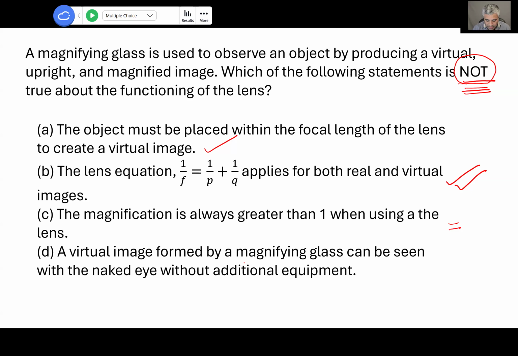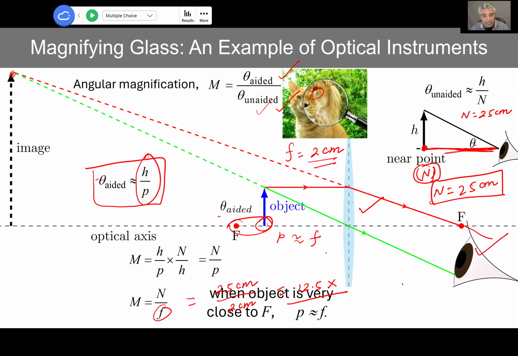A virtual image formed by a magnifying glass can be seen with the naked eye without additional equipment. Yes, we can see that. As long as we are looking through the lens, we can see it. But we cannot cast the image on a screen. We cannot look at the image on a screen somewhere. So it looks like that is also correct.